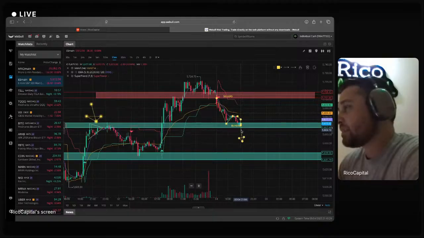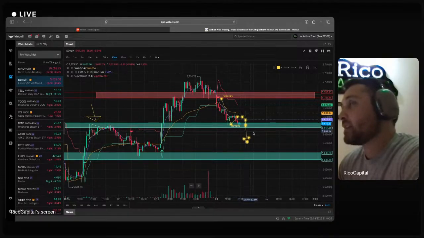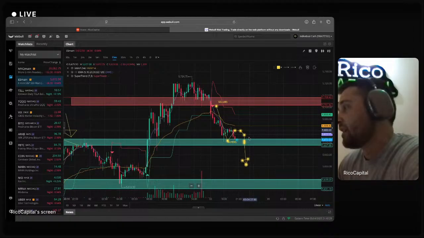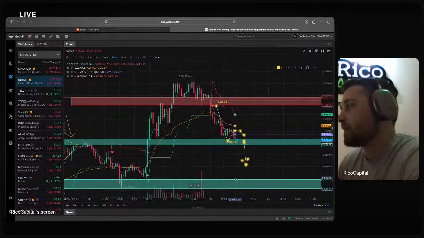But something like this, keep an eye. If ES here loses 5667, we should drop right to 5662 and then right back to that demand down here. So another 30-point move. We'll see about that.